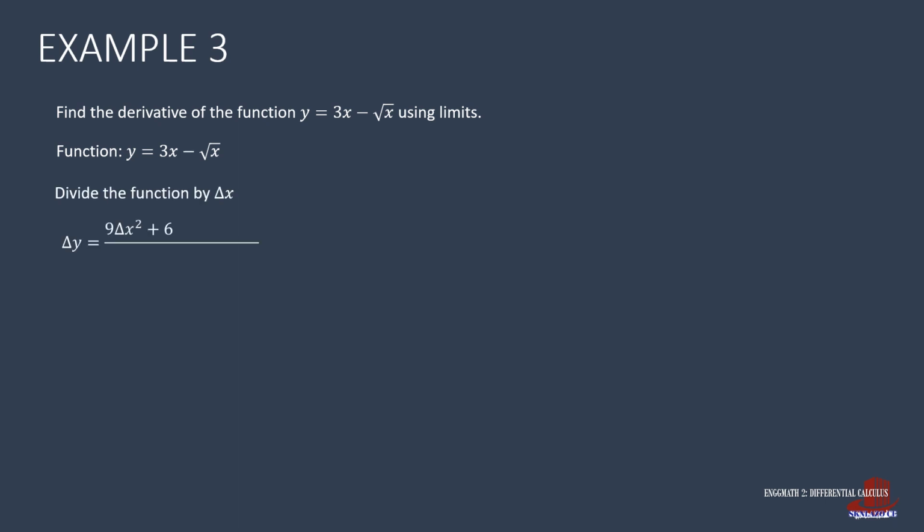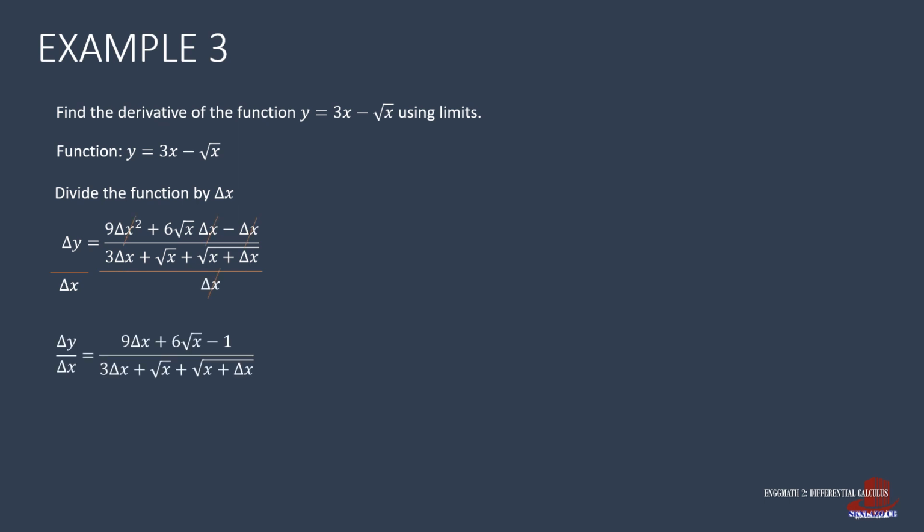The third step is to divide the function by delta x, and this will cancel some of the delta x's from the numerator. So delta y over delta x becomes 9 delta x plus 6 times root of x minus 1, all over 3 delta x plus the root of x plus the root of x plus delta x.